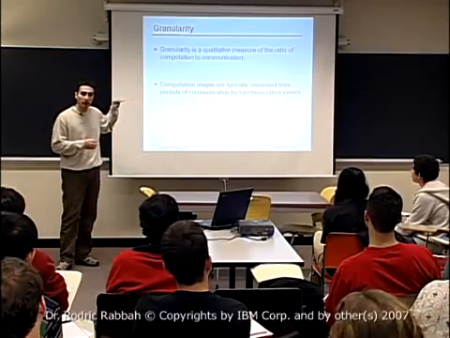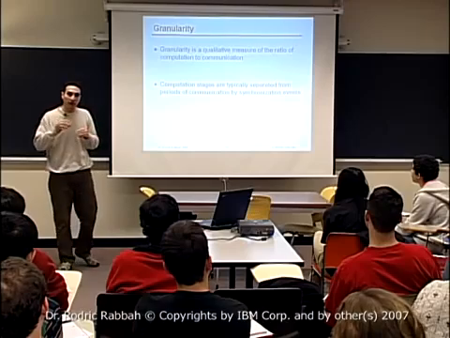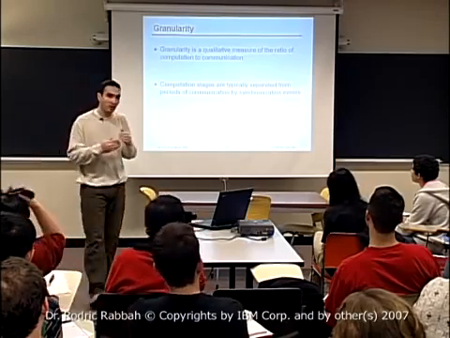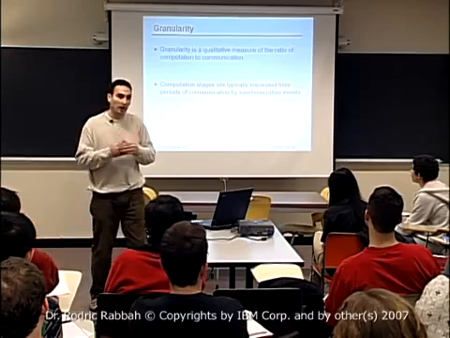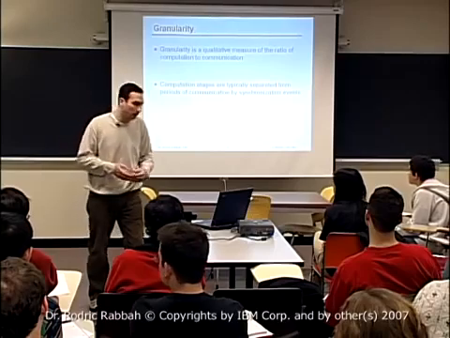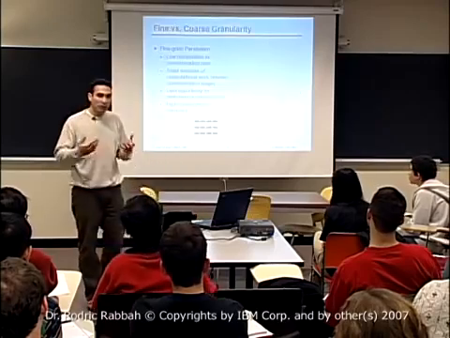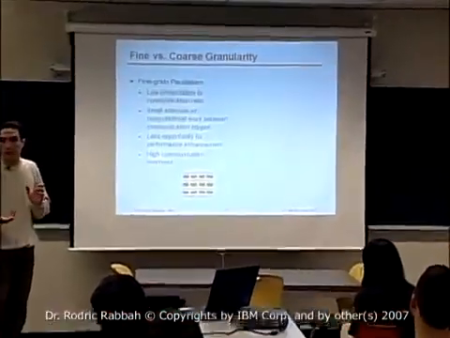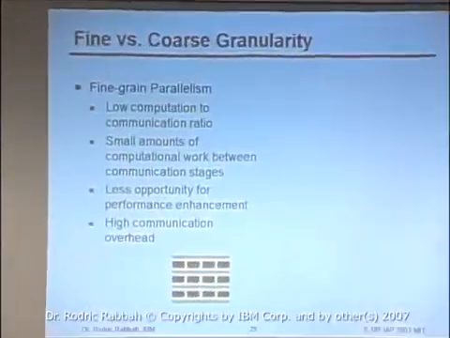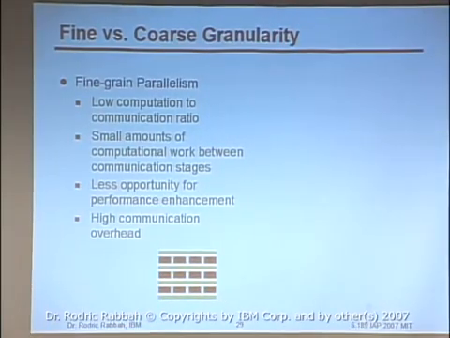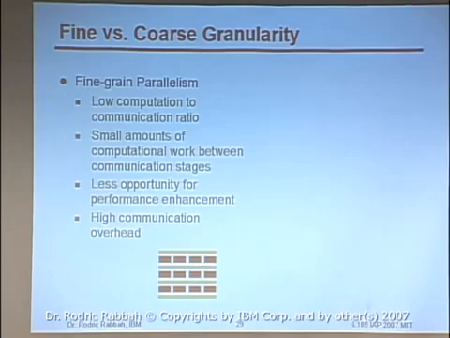And as you saw in the previous slides, you have computation stages separated by communication stages. And the communication, in a lot of cases, essentially serves as synchronization. I need everybody to get to the same point before I can move on logically in my computation. So there are two classes of granularity. There's fine-grained and, as you'll see, coarse-grained. So in fine-grained parallelism, you have a low computation to communication ratio. And that has good properties in that you have a small amount of work done between communication stages.